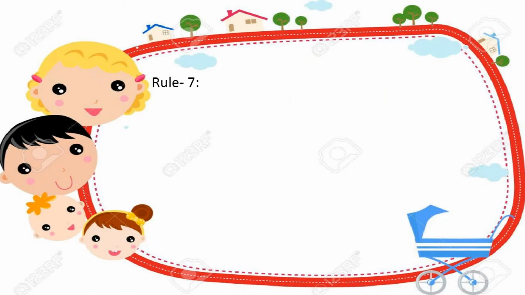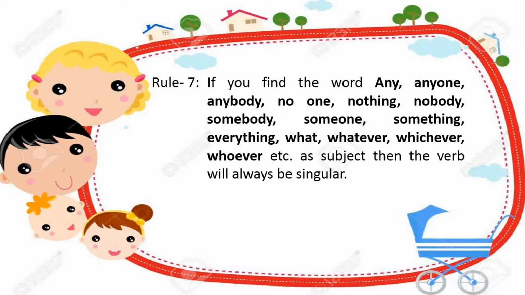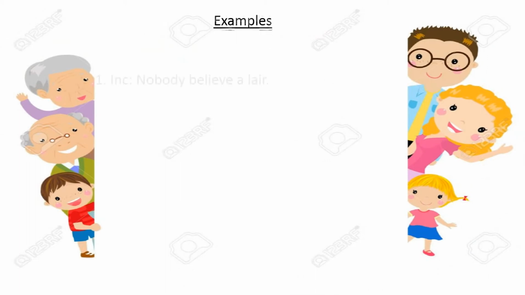Okay, rule number 7. If you find the words any, anyone, anybody, no one, nothing, nobody, somebody, someone, something, everything, what, whatever, whichever, whoever, etc. as the subject, then the verb will always be singular. So whenever you find these words as the subject, the verb will be singular. Very easy rule. Here we have some examples also.